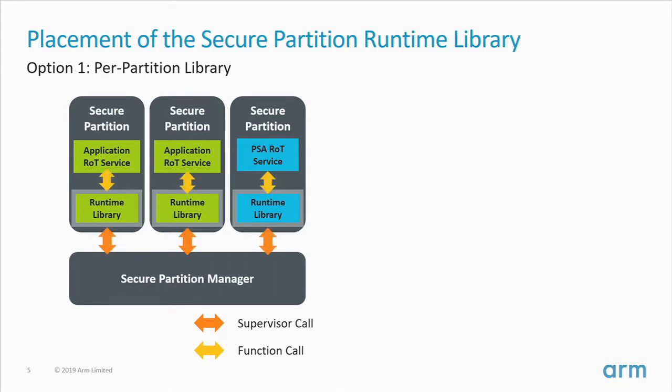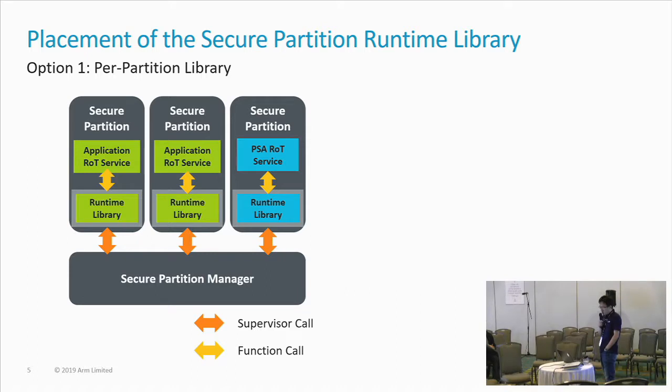About how to place the secure partition runtime library, the first option is per-partition libraries. This is the direct way we thought of. In this method, the secure partition runtime library will be put into each secure partition, and they will be associated with secure partitions. So we don't need to worry about the security issues in this method, and it will meet the isolation requirement we just mentioned.